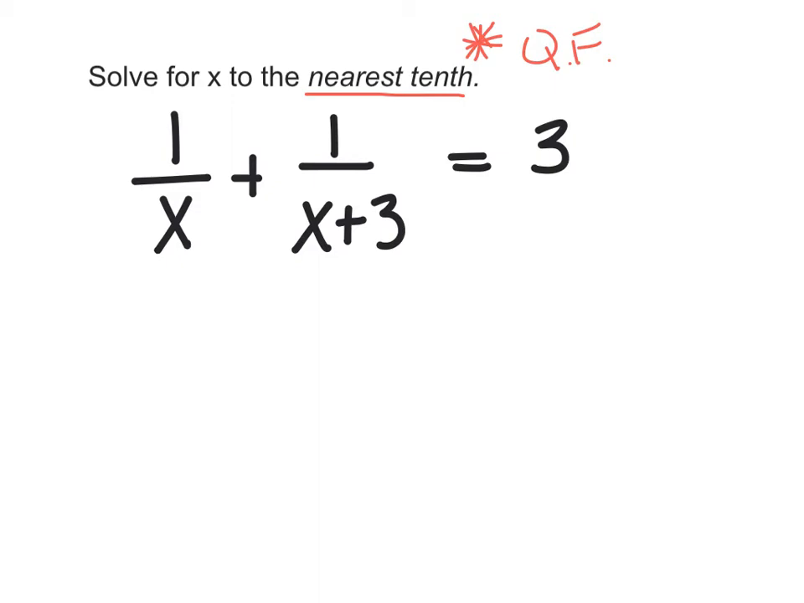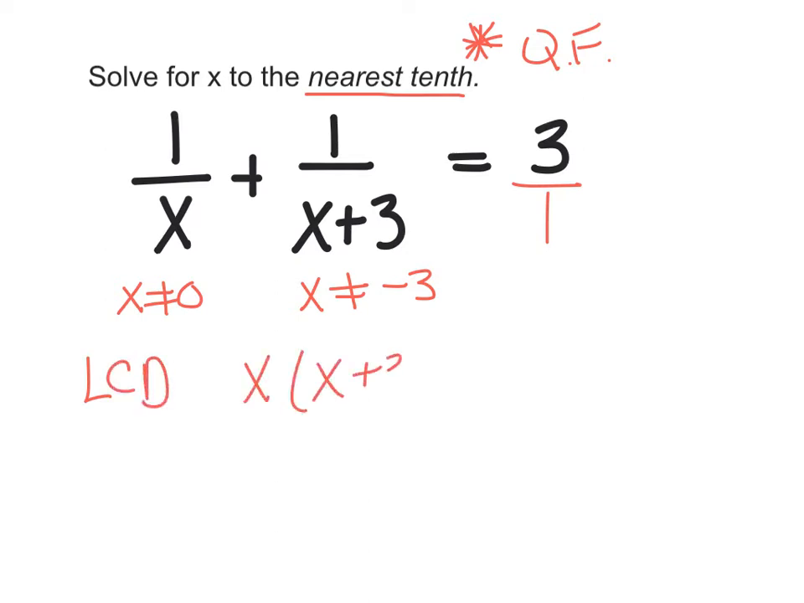Let's identify whatever makes this fraction undefined. Now remember, this guy's not a fraction at the moment, so I'm going to put him over 1. As I check, I have a monomial, 1 term, and a binomial, 2 terms. So for this denominator, x cannot equal 0, and for this denominator, x cannot equal negative 3. Okay, so my least common denominator is the monomial x and the binomial x plus 3.